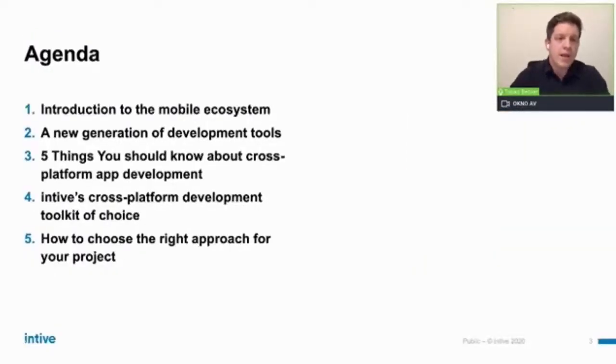Let me start by giving you a short overview of what I'm going to be talking about in this presentation. We're going to start with an introduction to the mobile ecosystem, just quickly looking at some numbers and getting a feeling for sizes in markets of mobile applications. Then we're going to jump into the more interesting things, this being a new generation of development tools, namely web and cross-platform tools and not only native Android and iOS development. After that, we're going to come to the point that gives the name to the presentation: the 5 things you should know about cross-platform app development. And after we've looked at that, we're going to have a short section about what our cross-platform development tool of choice is at Intive, and how to find the right approach for your specific project.